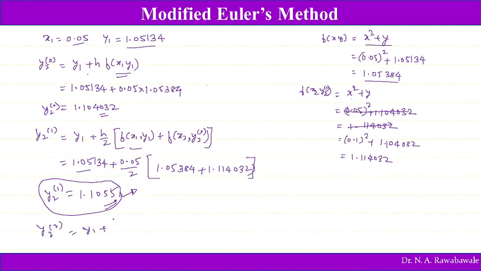If we want to find y2 of 2, then again we can write y1 plus h by 2 times f of x1, y1 plus f of x2 comma y2 of 1. Now earlier it was y2 of 0, here it is y2 of 1. Again we get a refined value of y2. So on. We stop here and you can try for the rest.